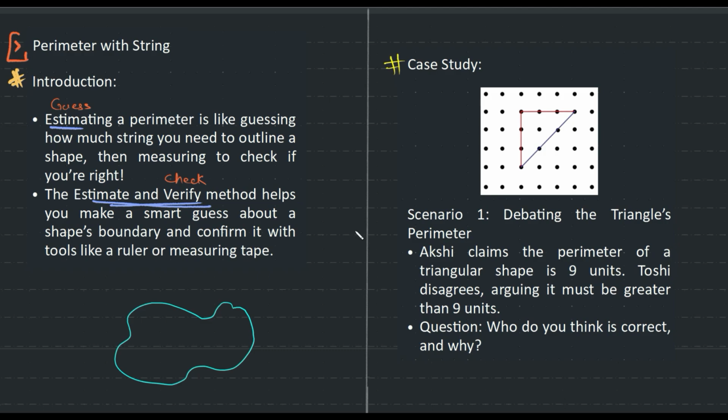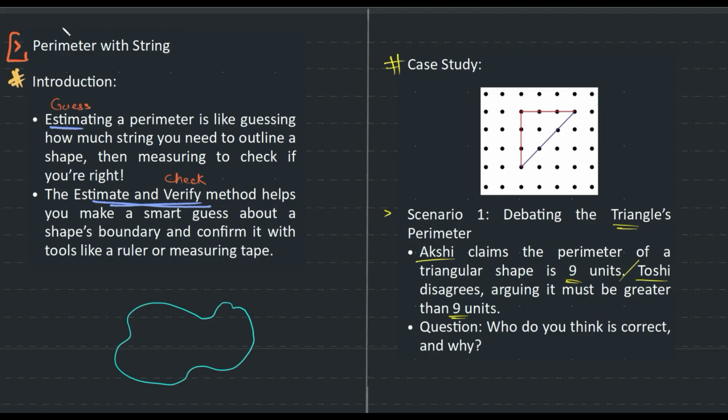So we have a small scenario. We are making use of a string to measure, what shape is this? A triangle. Now, you have two people. We have person A. The person claims the perimeter of the triangle is 9 units, while the other person disagrees and tells that it must be greater than 9 units.